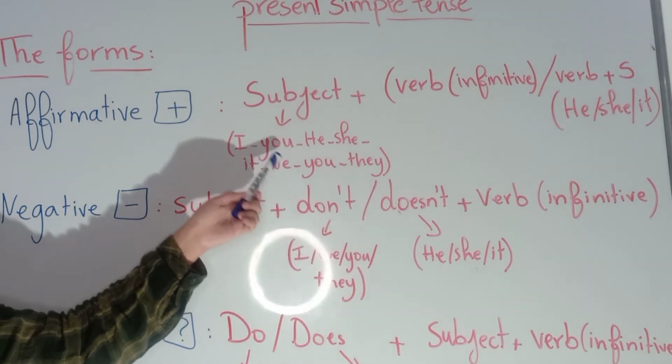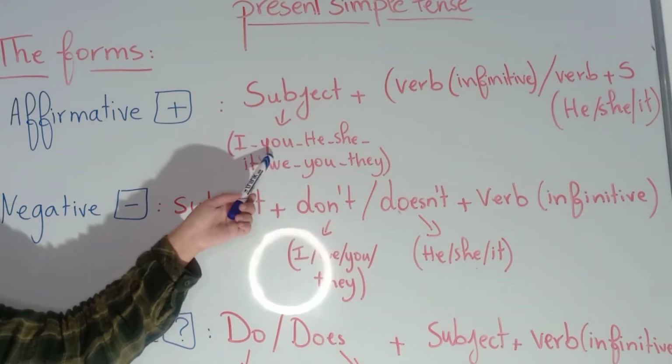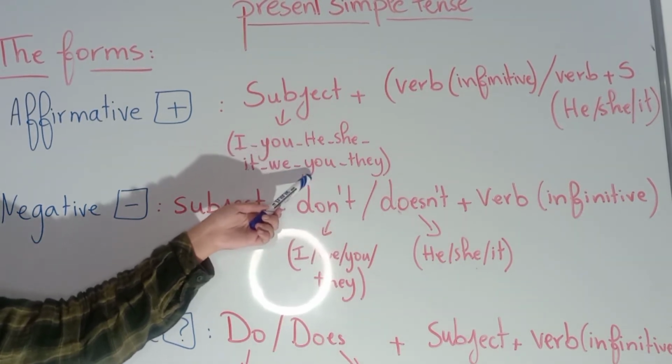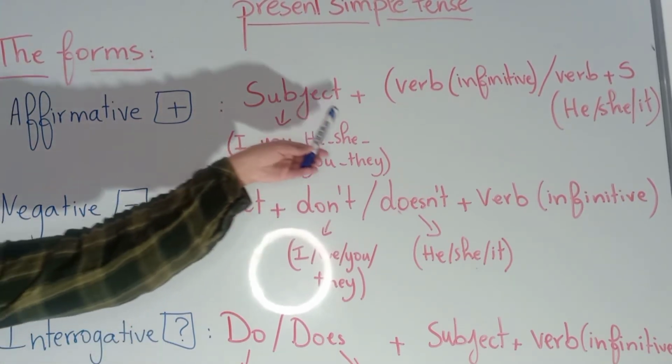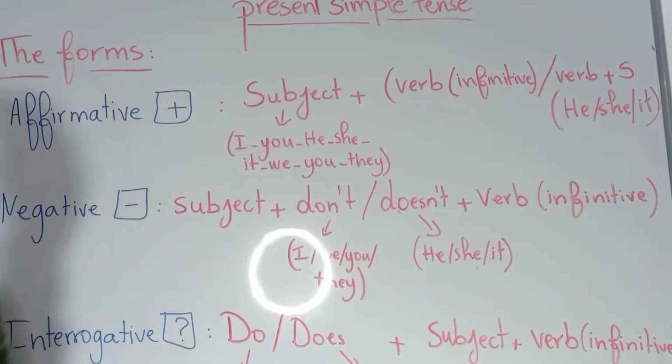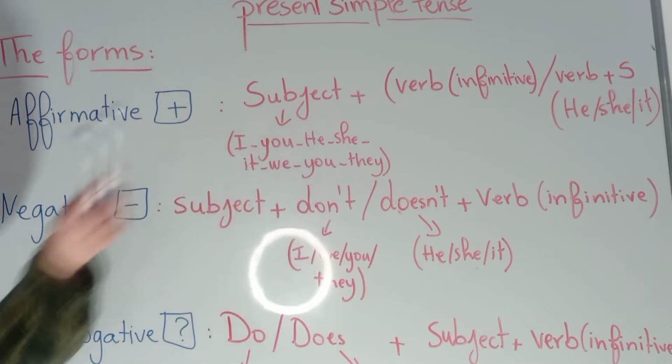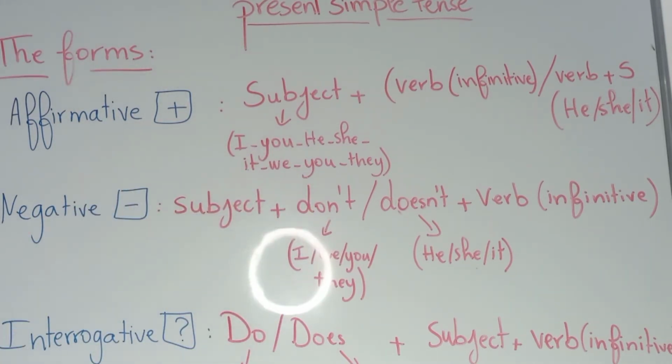And here we have you and you. This is for singular and this is for plural. Plus verb infinitive, or you can add an S at the end of the verb when we have he, she, it. I'll give you an examples, but after we finish the forms.